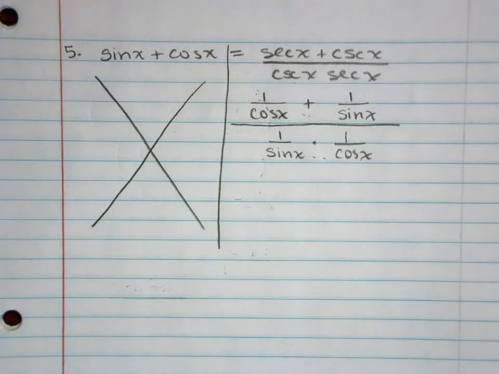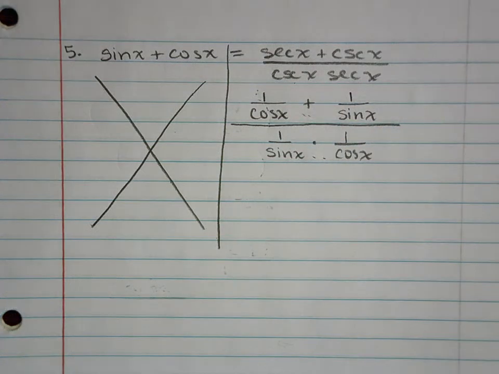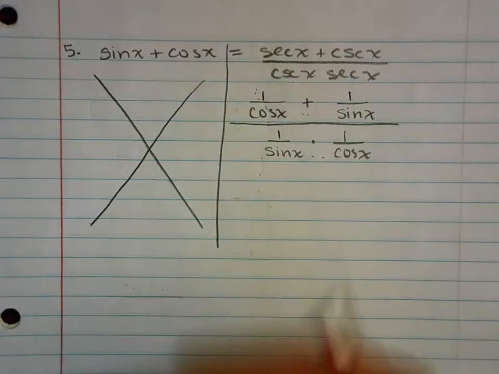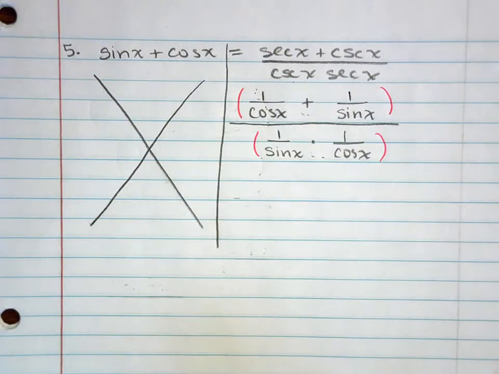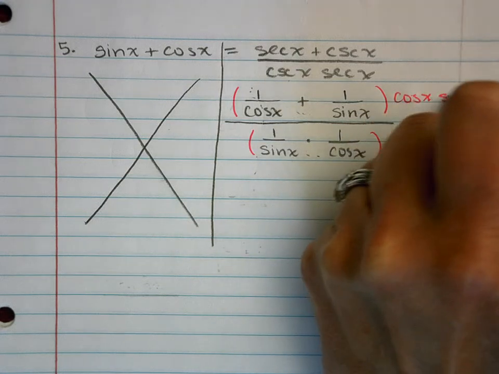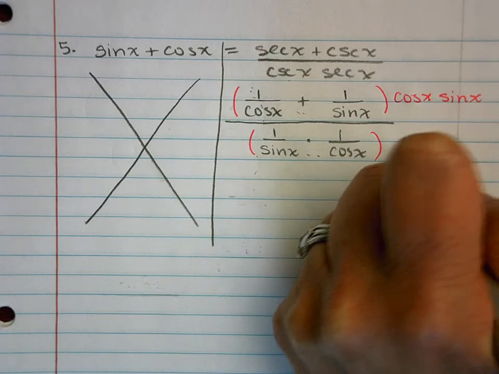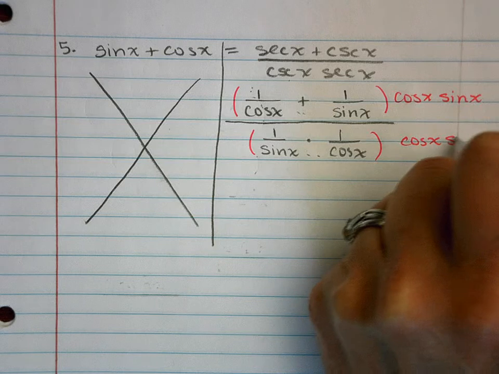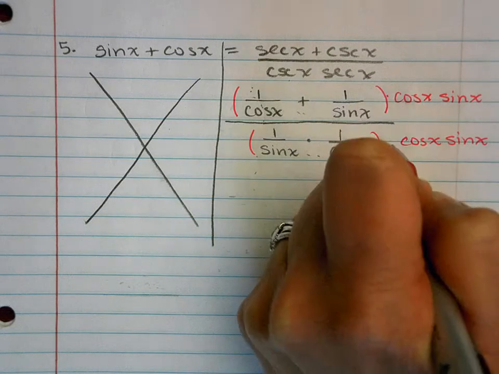And then once I have that, I want to go ahead and multiply to simplify it and get rid of that complex fraction. So I'm going to multiply the top and the bottom by both cosine and sine. So I'm going to multiply by cosine of x and sine of x. And that's just to clear that complex fraction.